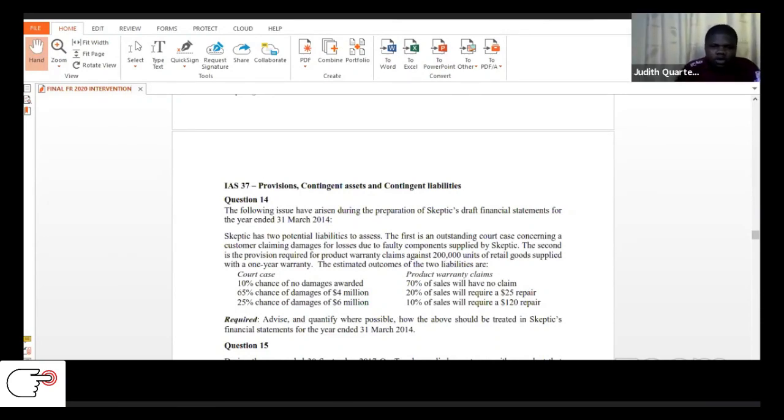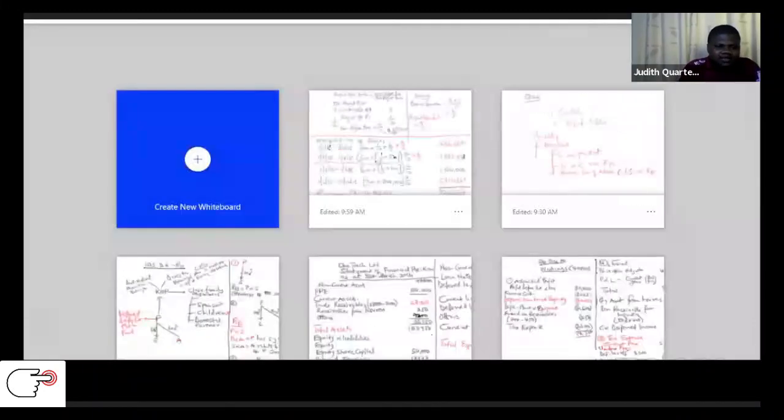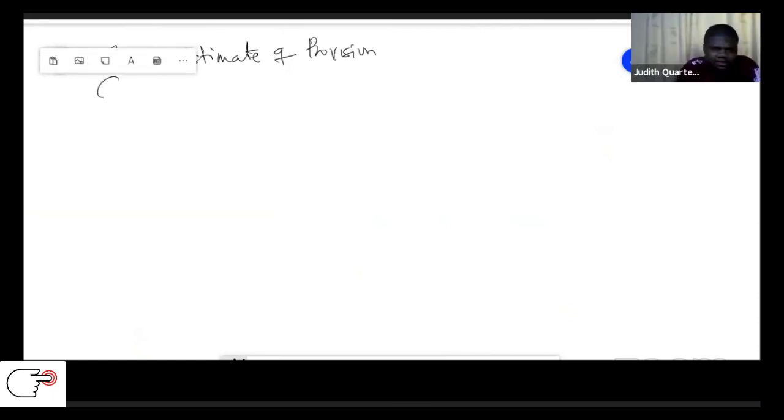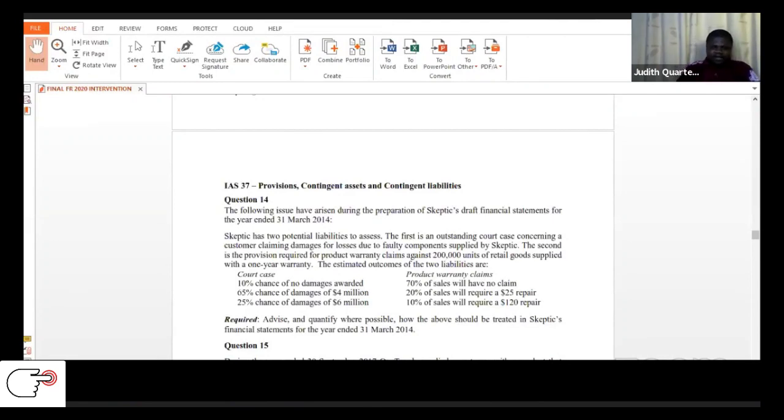Let's see. In accordance with IAS 37, you are supposed to use what you call best estimate. That's what you use to estimate the provision. So court case. What is the best estimate of this court case? There is 10% chance of no damages awarded, 65% chance of damages of 4 million, 25% chance of damages of 6 million. What is the best estimate?